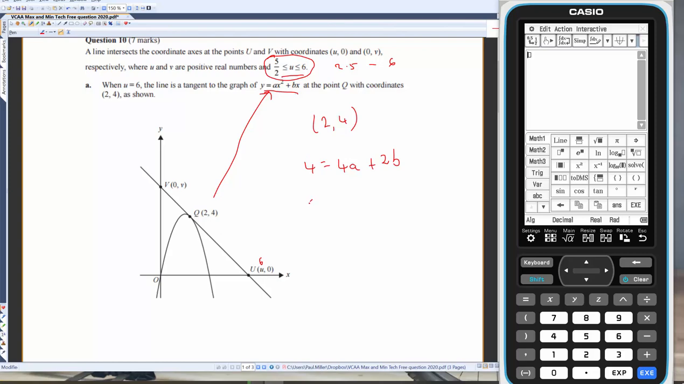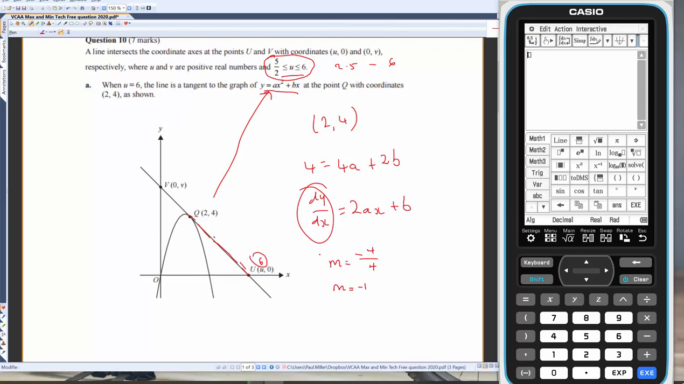Now what I'm going to do is get the dy/dx of it, which is 2ax plus b. Now what's the dy/dx going to equal? Well, if this line is a tangent to this curve here, I'm going to simply work out the gradient of this line here, which they conveniently told us U was 6, so I can get the gradient. So m equals y2 take y1, or 0 take 4, which is negative 4, over 6 take 2, which is 4. m equals negative 1.